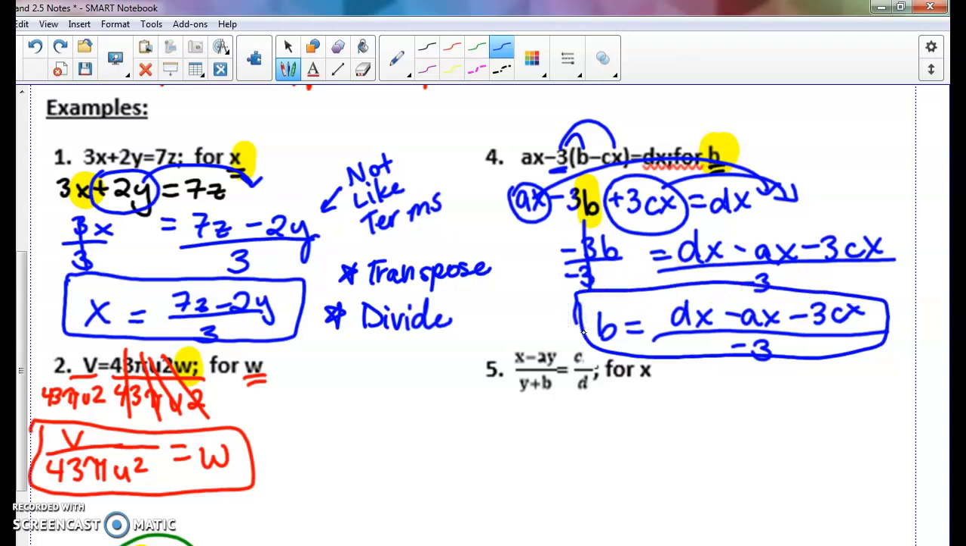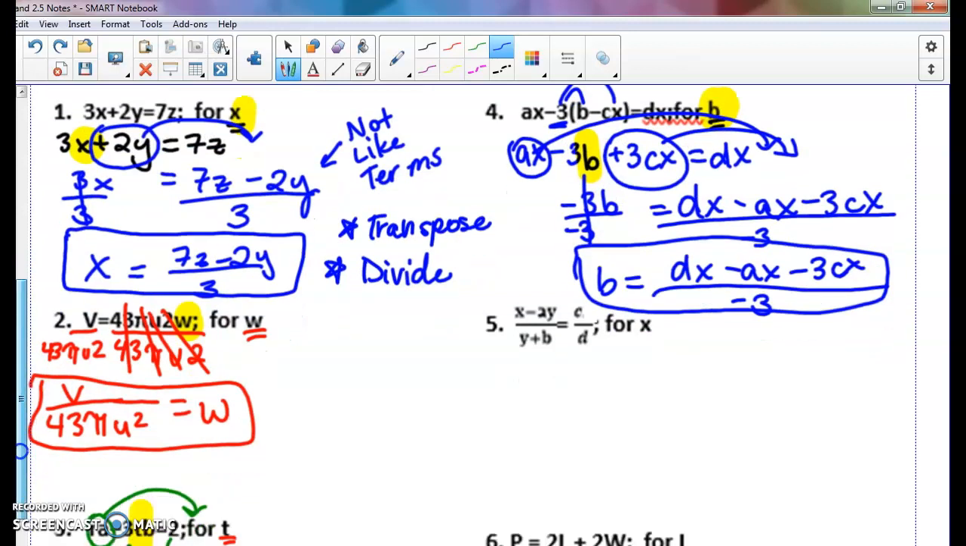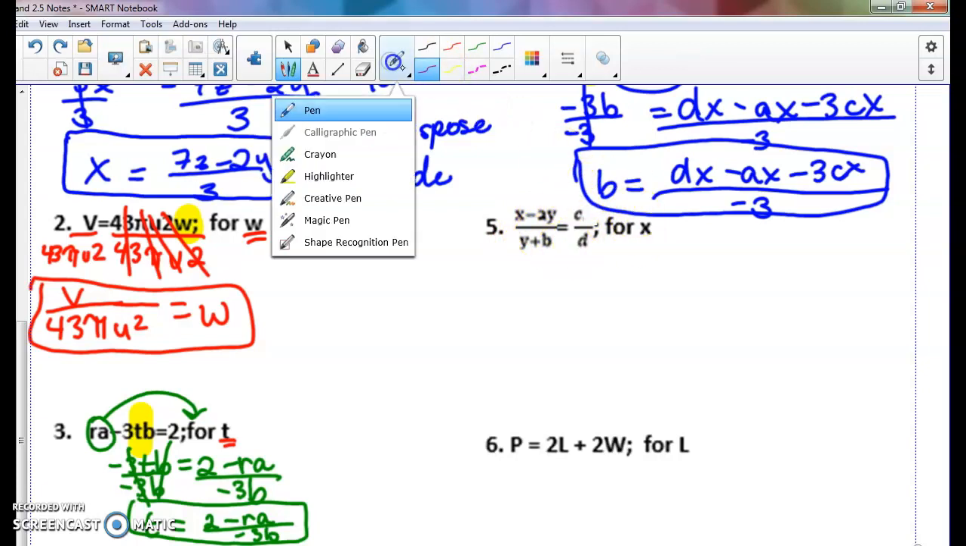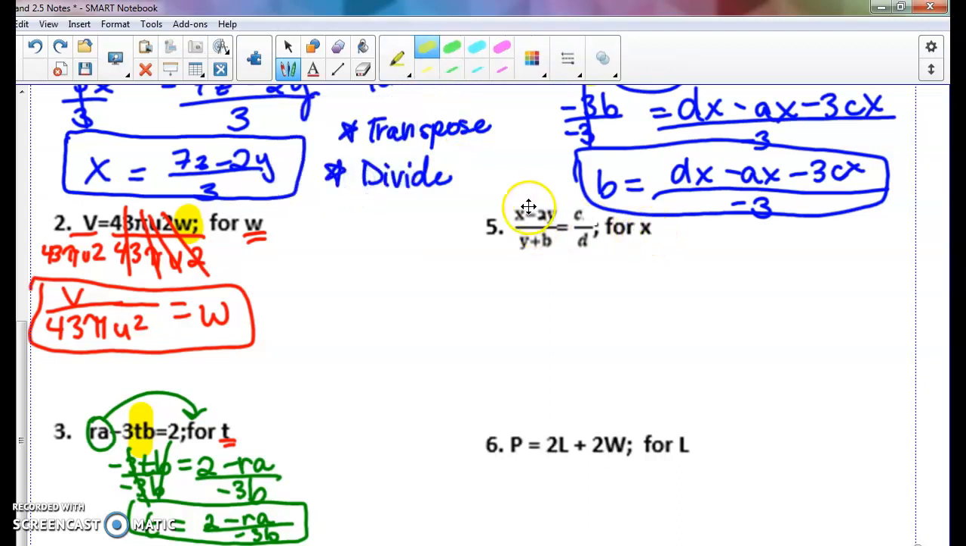Alright, so now, example 5. We have x minus ay all over y plus b equals c over d. We're asked to solve for x. So right here's our x, but if you notice, our x in this one is in a ratio, it's in a fraction, and then our c over d is also another fraction, another ratio. So when they're set equal to each other, we can actually go ahead and cross multiply this.